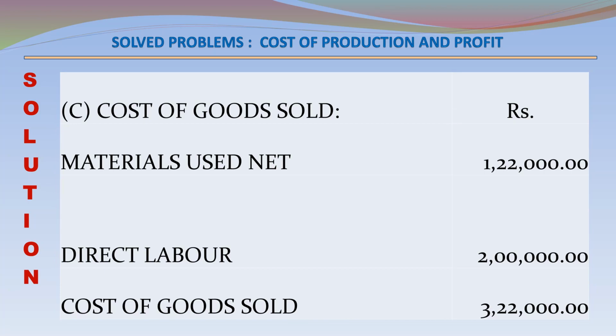Cost of goods sold. Materials used as calculated above 122,000. Add direct labor 200,000. Cost of goods sold 322,000.